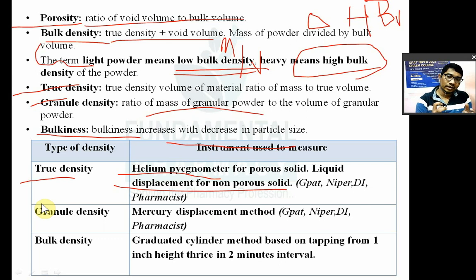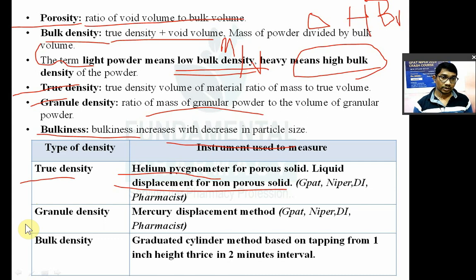space between the particles, the interparticular spaces, which will be occupied by helium or by liquid. So that's why for measurement of true density, the helium pycnometer or helium gas displacement method, or the liquid displacement method, are the methods used for the measurement of true density. Question has already come on this.